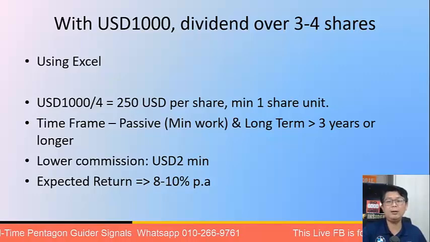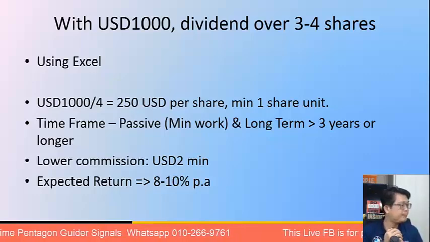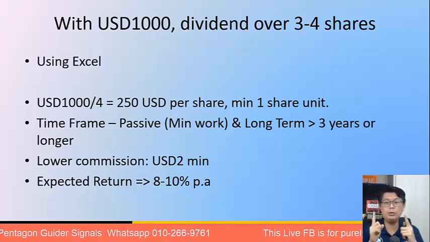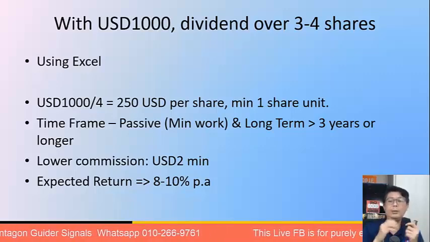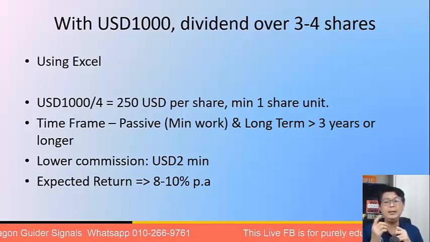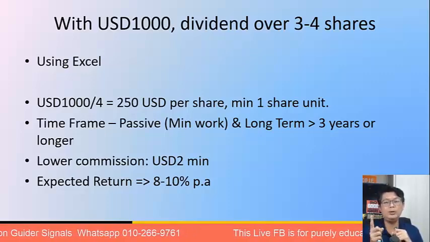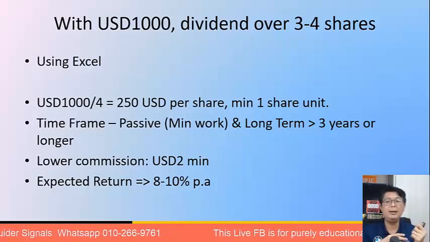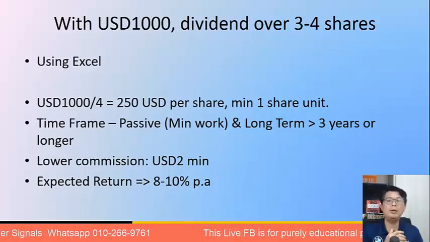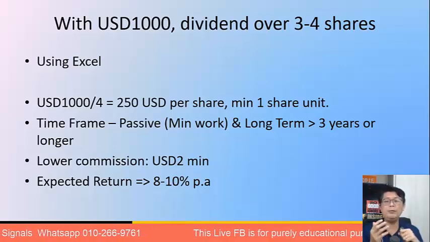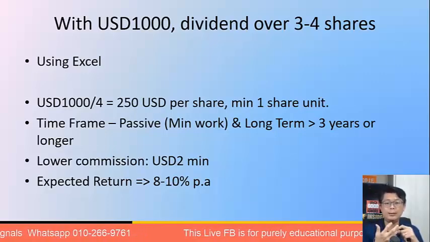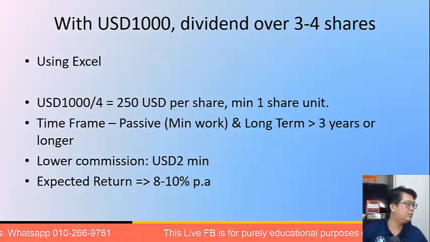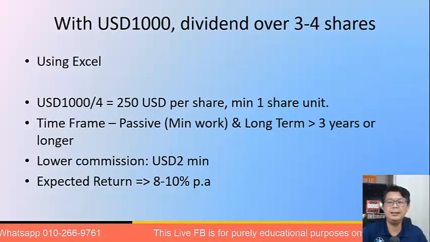Now let's go in it and use the Excel, but a little bit of background here. So with the US in here, we have 1,000 US dollar. So you divide by 4 shares, so we are spending only 250 US dollar. And in US, one thing good about it is minimum of 1 share. It's passive income. I mean you can pretty much sleep, and it's for long term, 3 years or longer. And because of the lower commission, if you're using Tiger Broker, it's only $2 US, and the expected return per year for this portfolio is 8 to 10%.